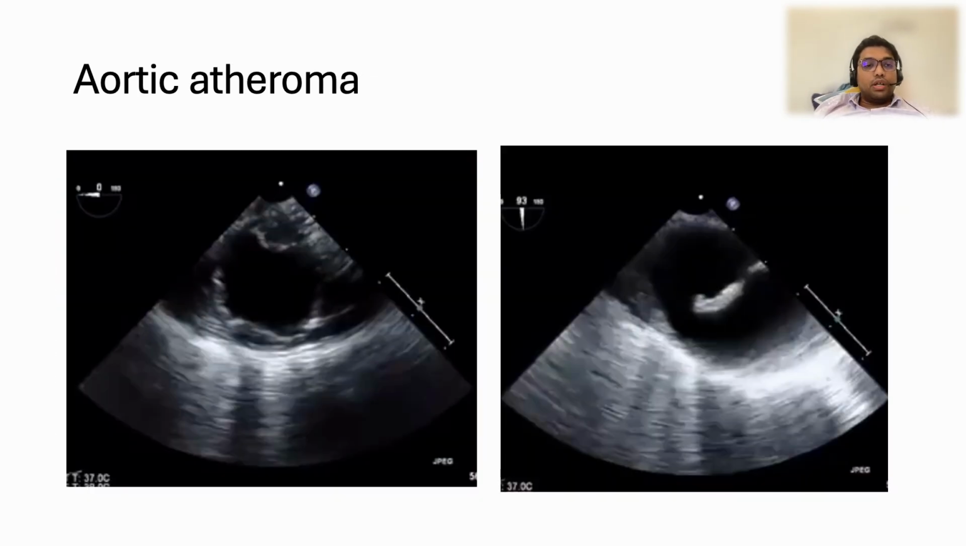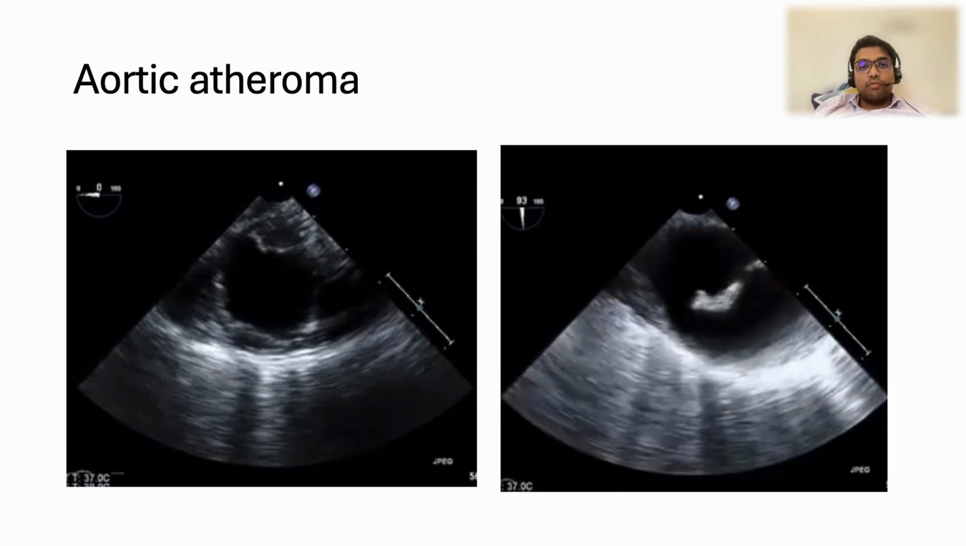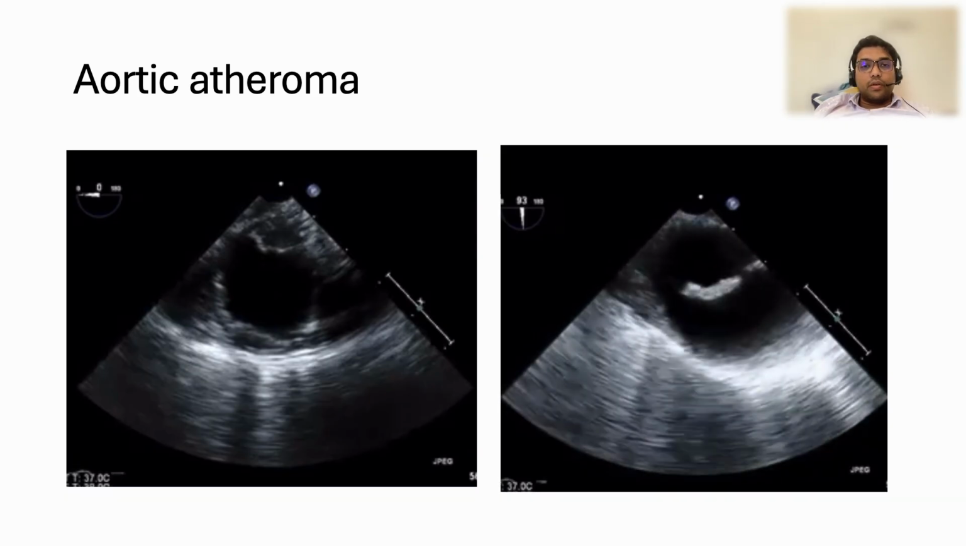Now we have to see if there is any atheroma in your descending thoracic aorta. Now you can see over here there is a fixed atheroma and a calcification over your aortic wall, and also there is a mobile atheroma in your descending thoracic aorta, because these patients are more likely to have embolic stroke.